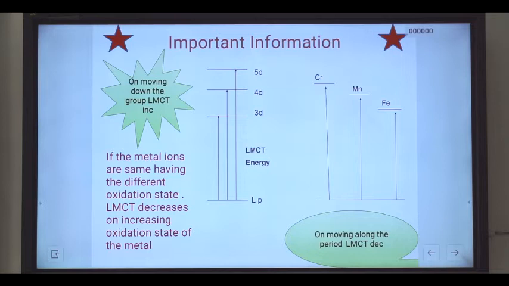Again, this is a very important point. If they ask a question in which they consider two metal ions that are the same but have different oxidation states, as I said earlier, chromium 3 and chromium 6, then the metal ion having the higher oxidation state, in that case the LMCT will go on decreasing.